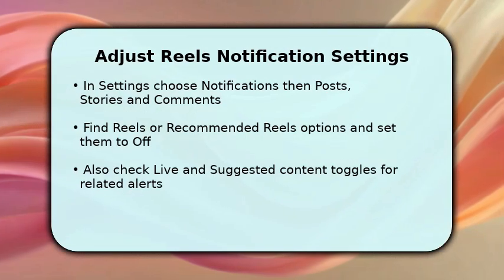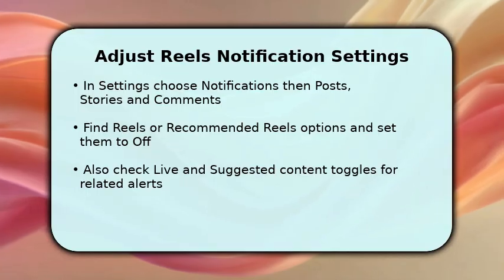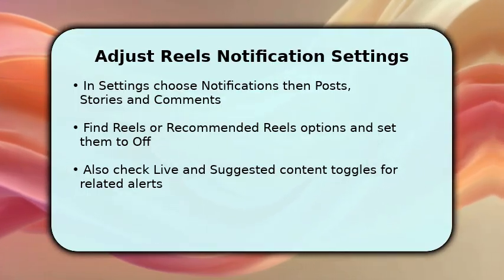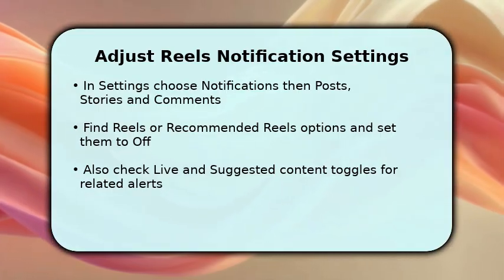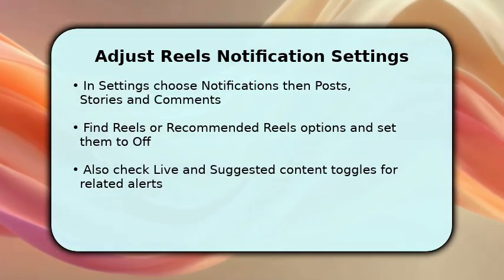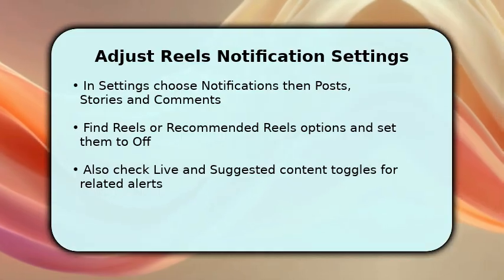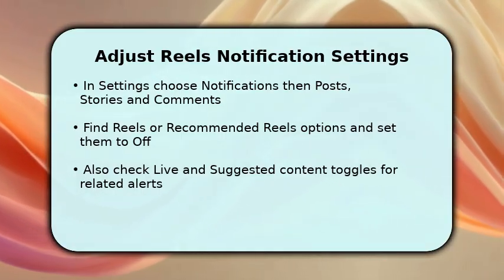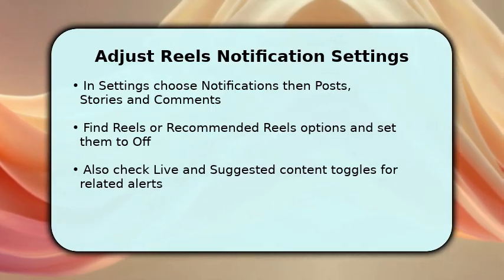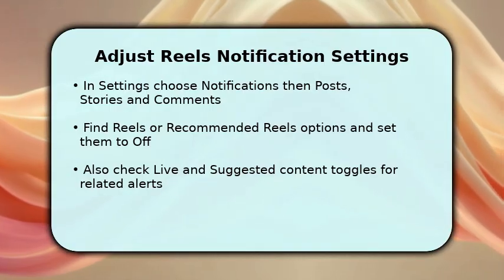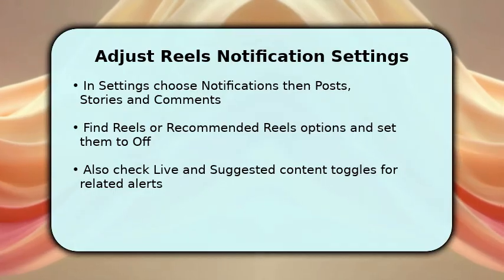You now navigate inside notifications to posts, stories, and comments, or directly to Reels settings. This is where Instagram lists Reels, recommended Reels, and similar alerts. Once there, switch Reels and recommended Reels to off so they stop appearing as push notifications. You do this because Instagram treats recommended content separately from activity. Turning both off removes the bulk of interruptions. After changing toggles, give the app a moment to register the new preferences.